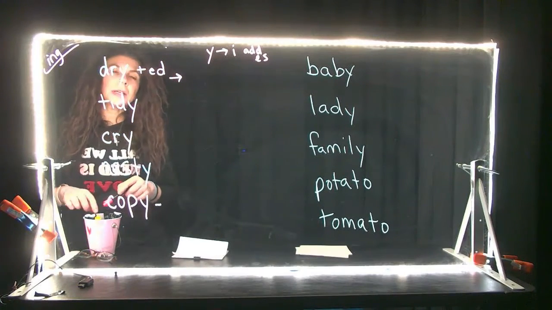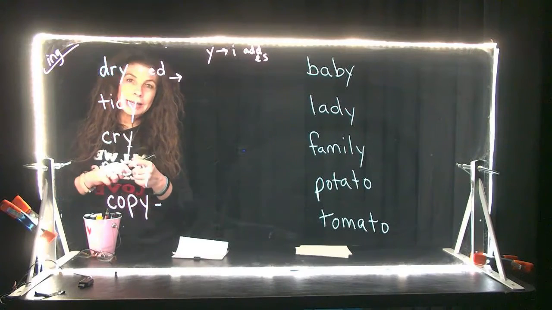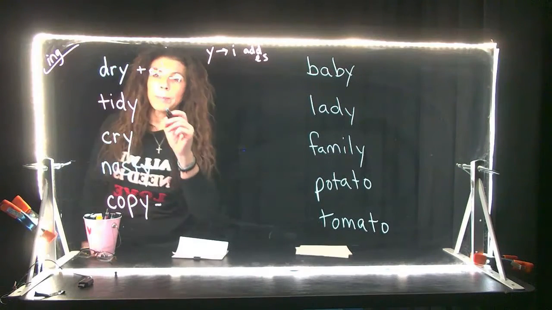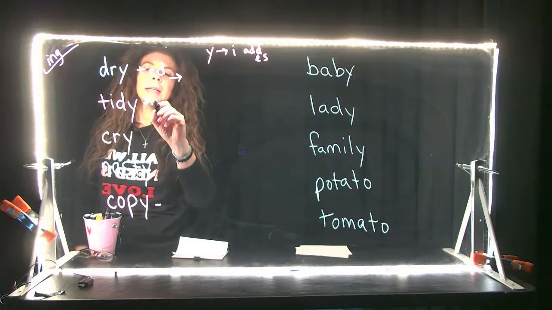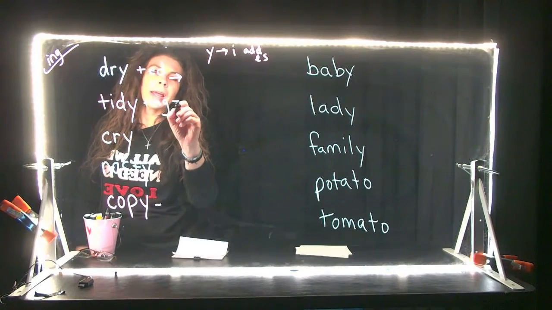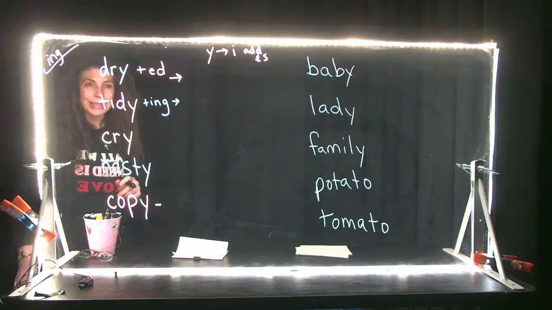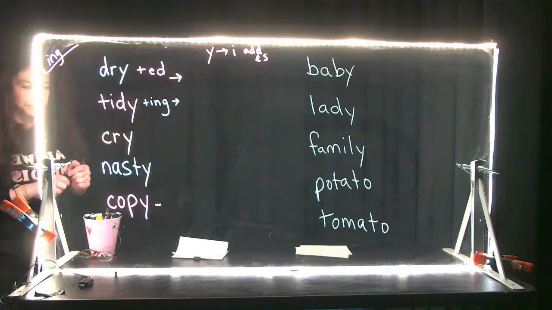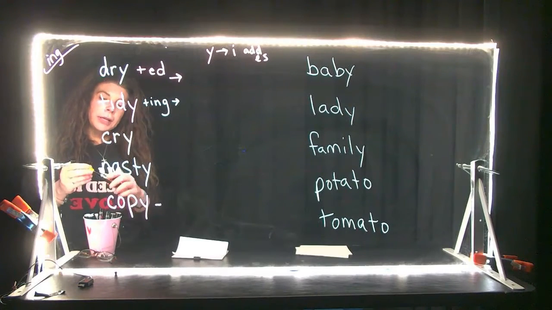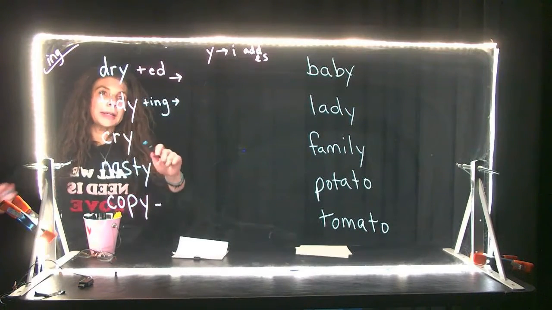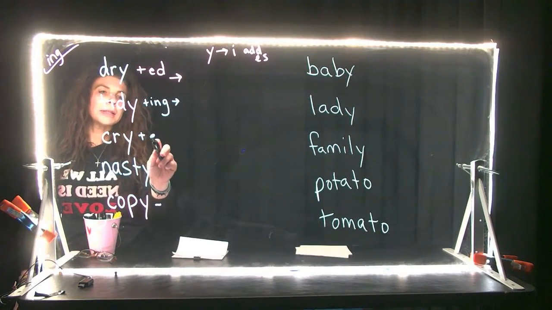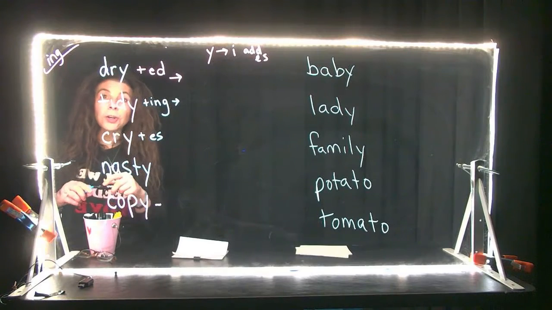What if you said you tidied, you were tidying up? You were tidying up, which means you were cleaning up. You're going to add ing to tidy. Do that now. If you want to say your brother cries a lot, you're going to add the suffix es. How would you spell cries?